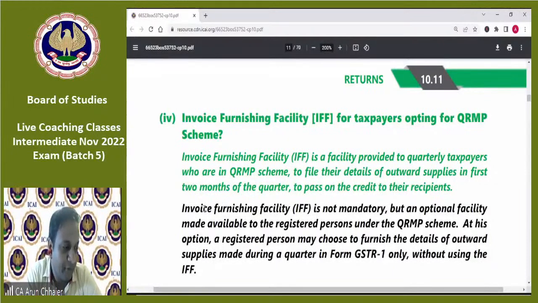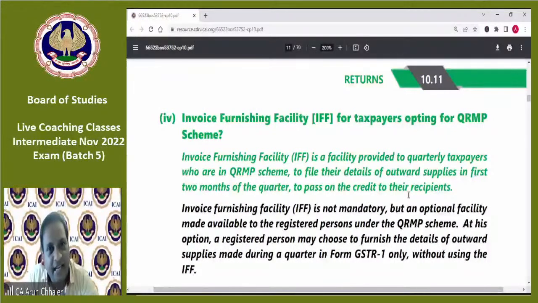What is the meaning of B2B? Business to business. Means, suppose you and I are doing a transaction. You are registered, and I am also registered. And if I am talking about B2C, then it means I am registered, making a supply to you, and you do not have any GST number. It is called B2C.